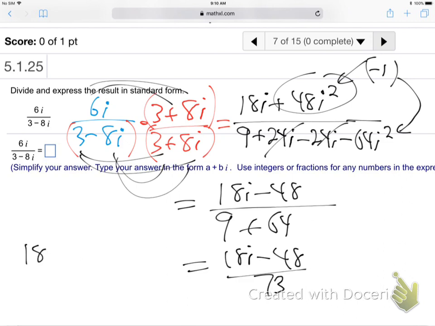So that wants you to separate them. 18i over 73 minus 48 over 73. There we go. We good? Get rid of the i from the bottom. I'll move on if you're okay. Any questions? Let's see.